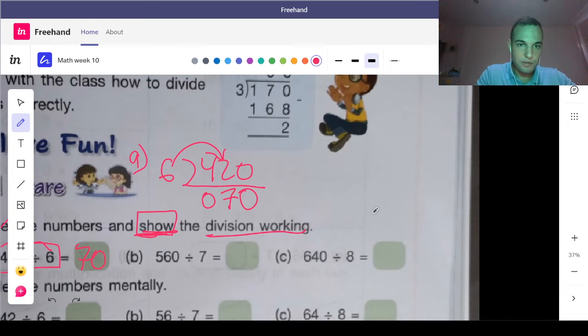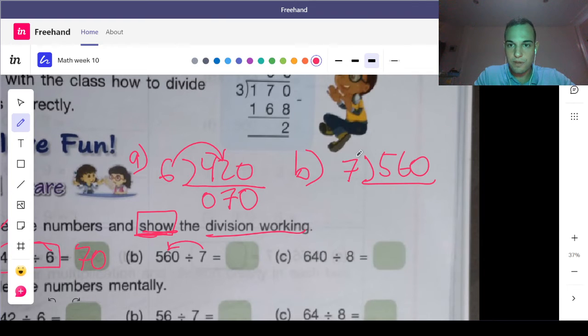Now B. Let's do B. Well, this is another easy one. Because you remember, 7 times what equals 56? So we'll do short division. Okay, so we'll do 7 divided into 560. So 7 goes into 5 0 times. 7 goes into 56 8 times. And 7 goes into 0 0 times. So the answer is 80. Okay, 7 times 8 is 56.